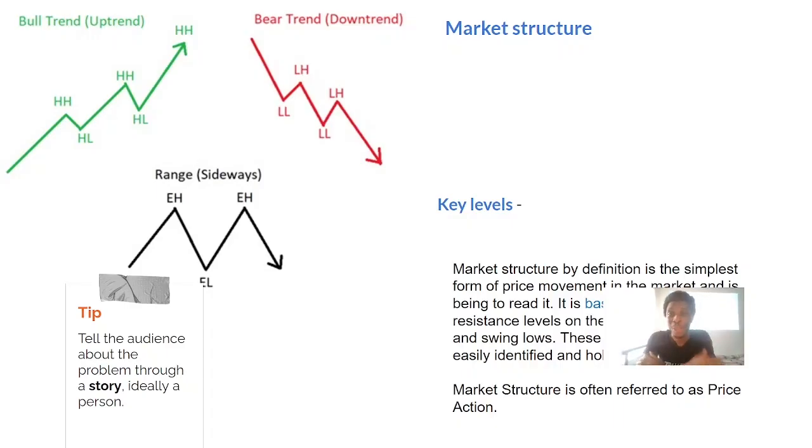All right, so we're moving on to market structure now. Market structure is one of the key things you need to succeed as a trader. Without market structure, you will most likely fail as a trader, if I'm being dead honest with you. So market structure is basically the simplest form of price movement. It is basic high and low, support and resistance, swing highs, swing lows.